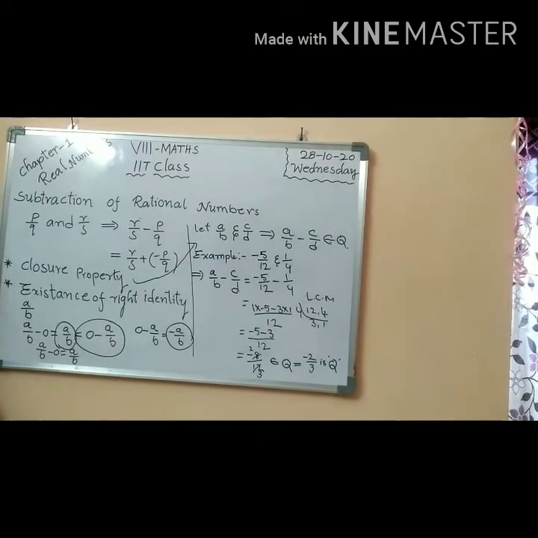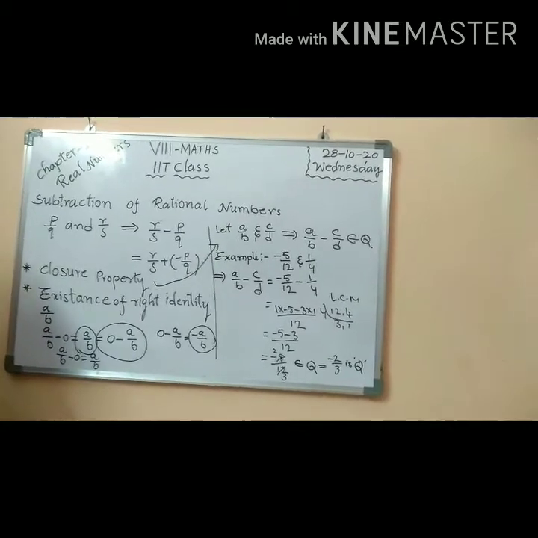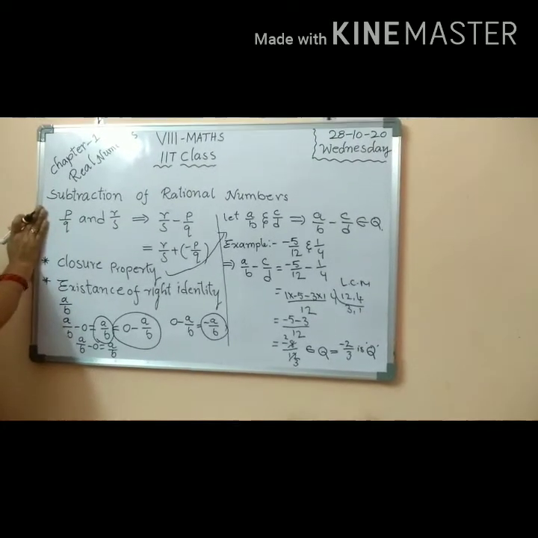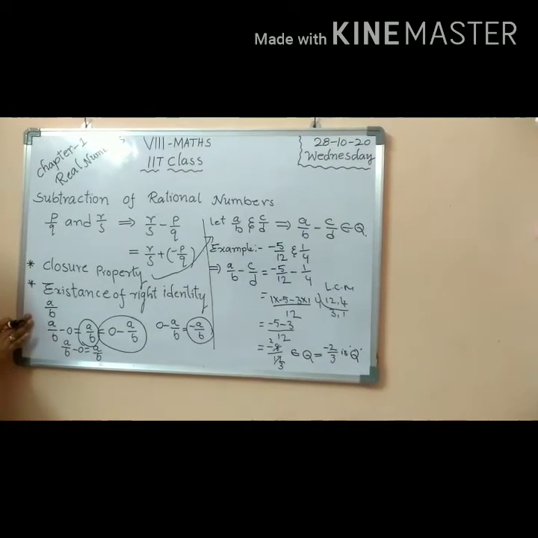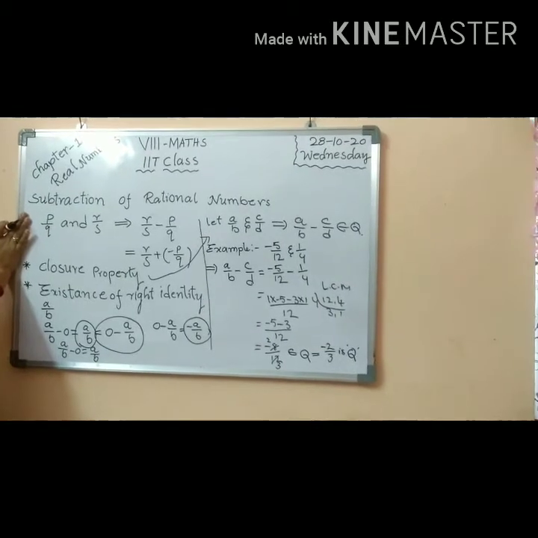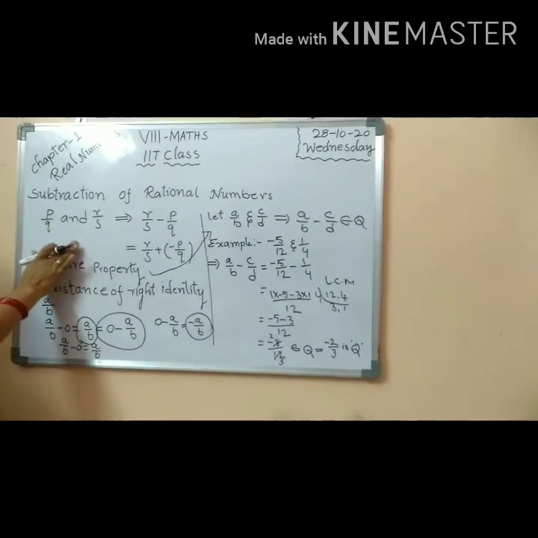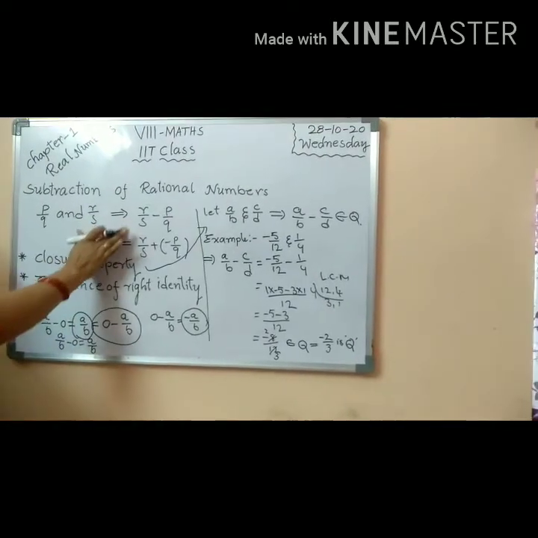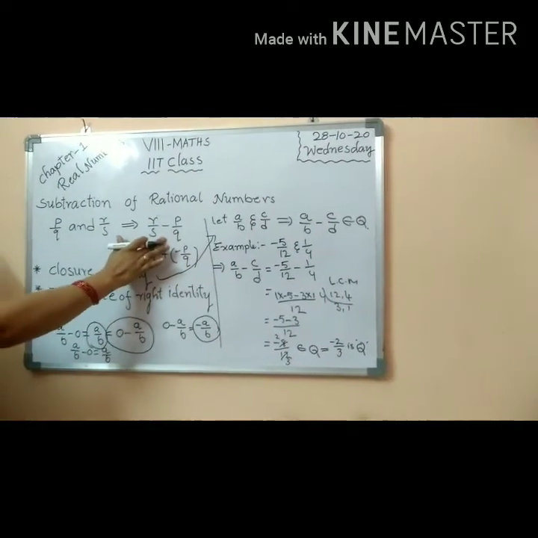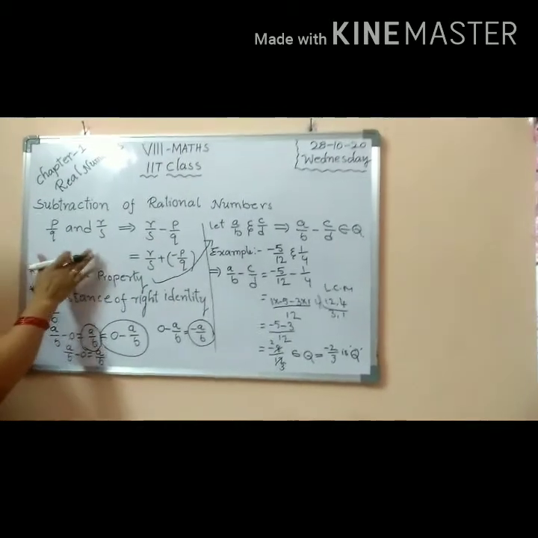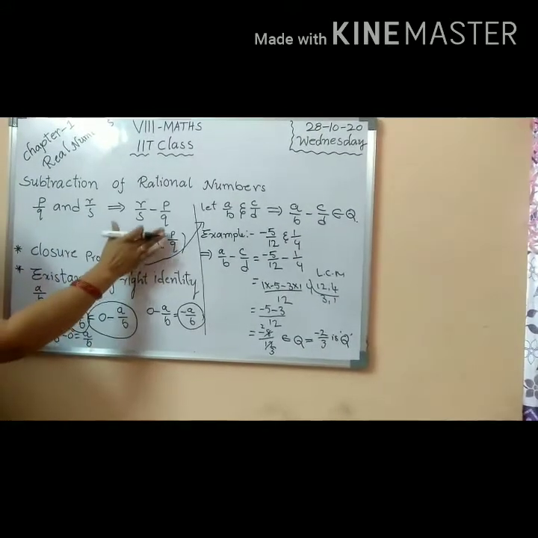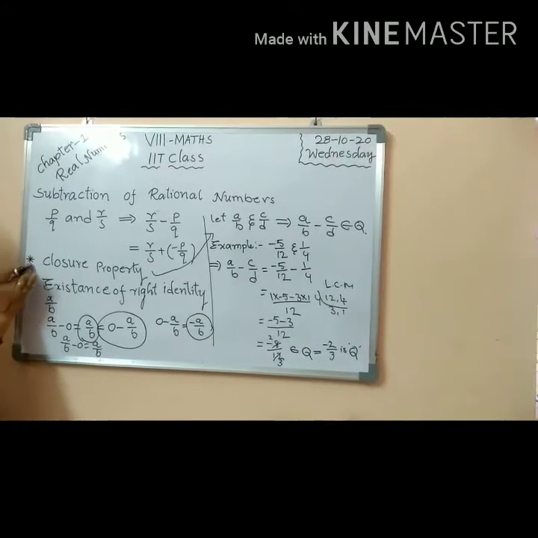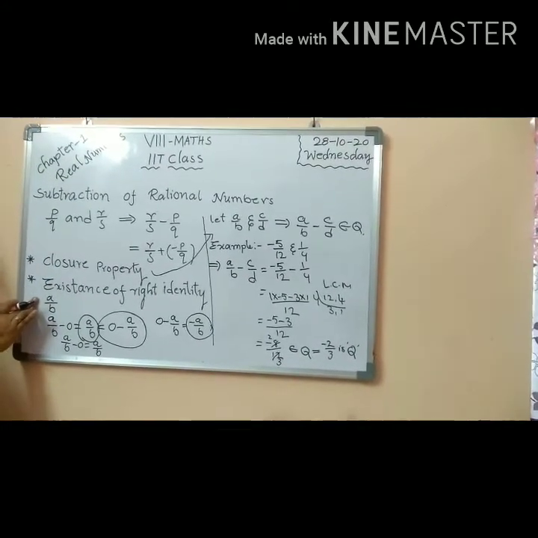Commutative, associative and the other properties do not exist for rational numbers under subtraction. Only two properties are there: closure property and existence of right identity. Subtraction of rational numbers means p by q and r by s are any two rational numbers, then r by s minus p by q is the inverse process of addition, so r by s plus minus p by q.